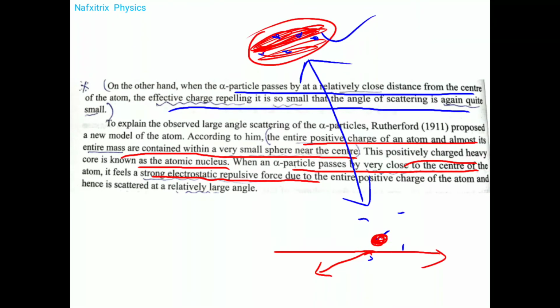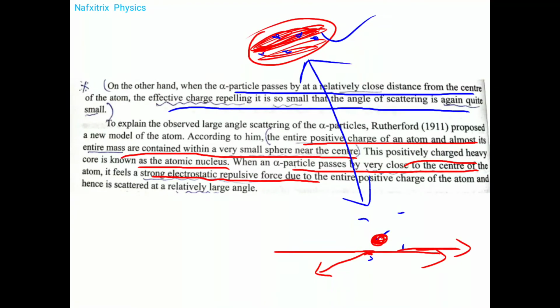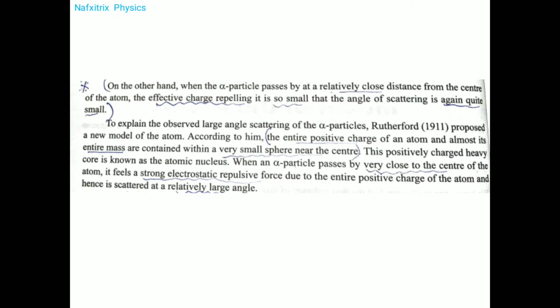So here you can see the angle of scattering. This is the incident direction of the alpha particle, and this is the scattered direction of the alpha particle. The angle between them both is very large. So let us clearly understand this angle of scattering. Suppose this is the nucleus. If the alpha particle is going in this direction, it gets scattered in this direction.